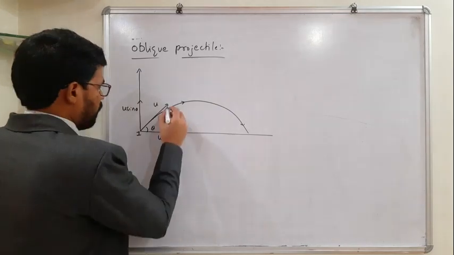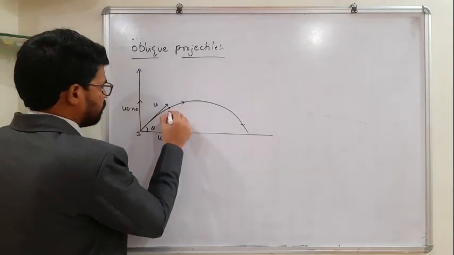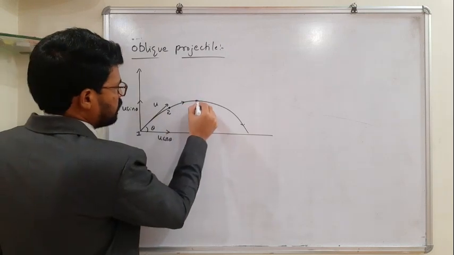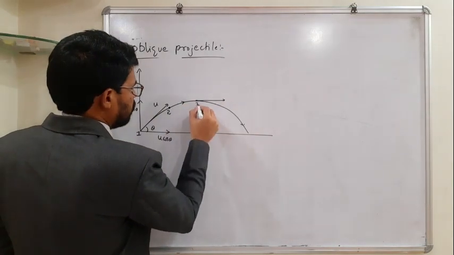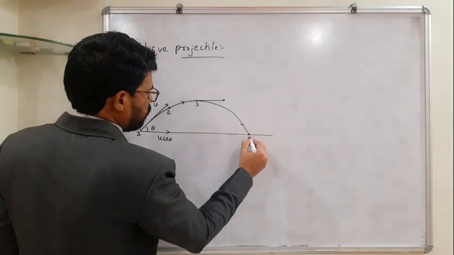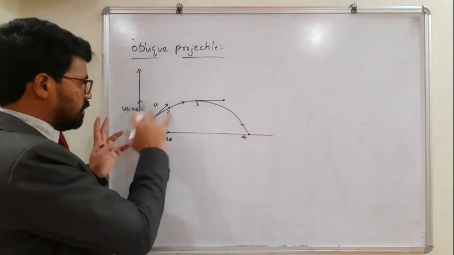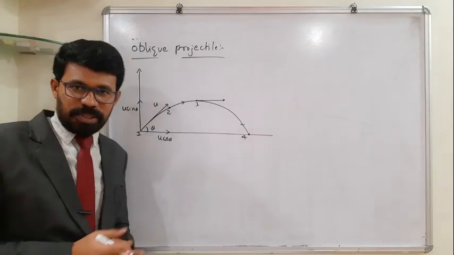Let us take the point of projection, I'm taking it as 1. I'll take one more point here, let us say this is 2. I will take one more point at the top of the trajectory at the maximum height position, let us say it's 3. I'll take one more point here, let us call it 4. So let us try to study these different positions in different aspects.